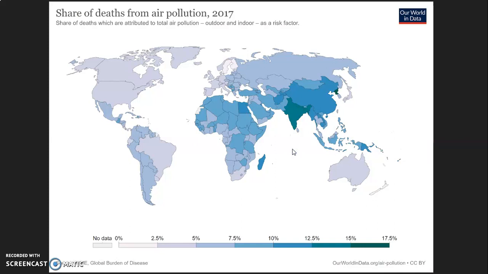Another factor we can look at is how healthy the environment is in a country. This map shows us the share of death from air pollution. In other words, how many people in a particular country or region die because of poor air quality. This is shown in percent. The higher the number, the more people die. So if we look at the region of South Asia, what do we notice about the air quality in that region?